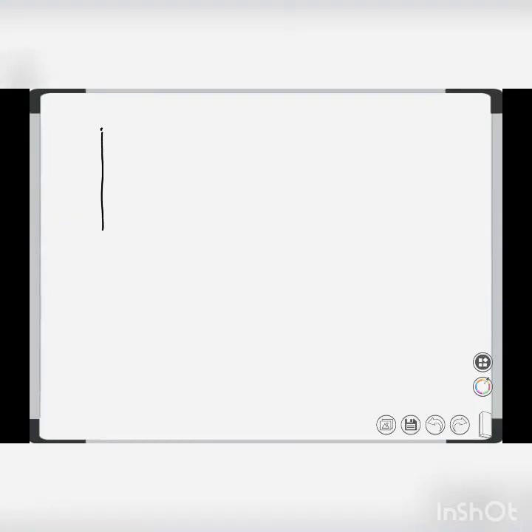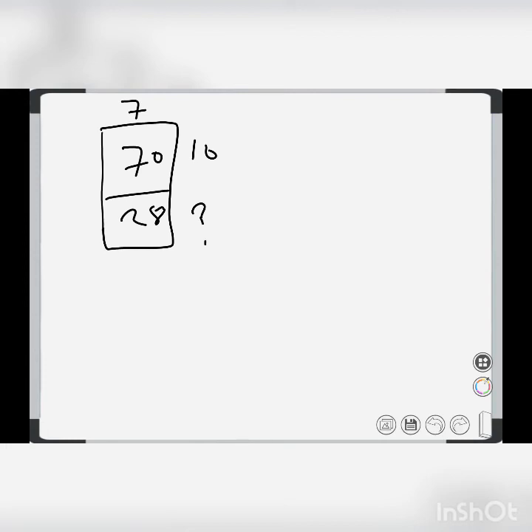All right, so we have our shape here. On the top it says 70. On the bottom it says 28. We know that it took 10 sevens to get 70. And we're wondering how many sevens it takes to get 28. So I can do question mark times 7 equals 28, or 28 divided by 7 equals question mark.